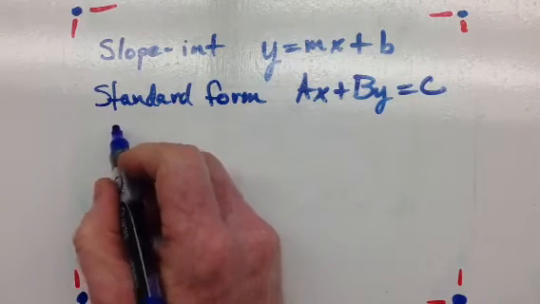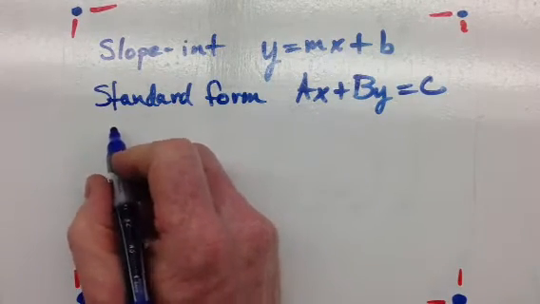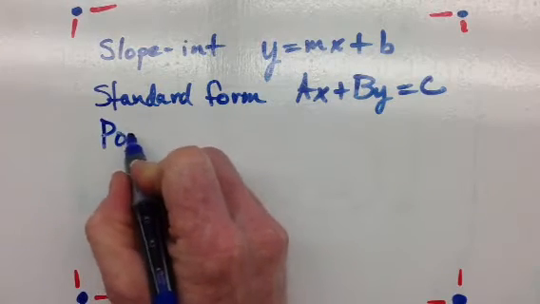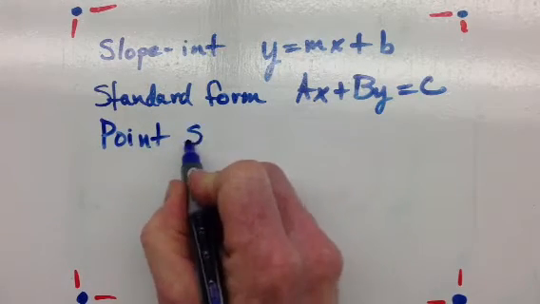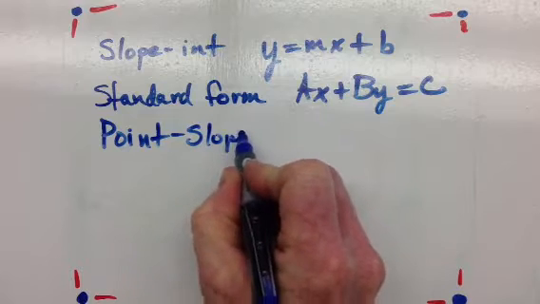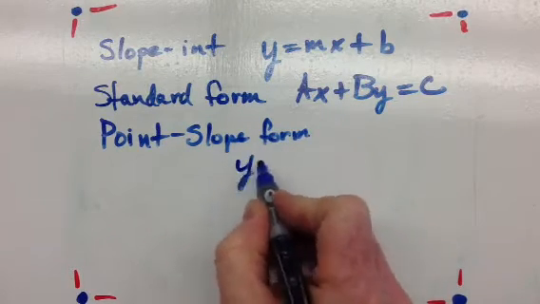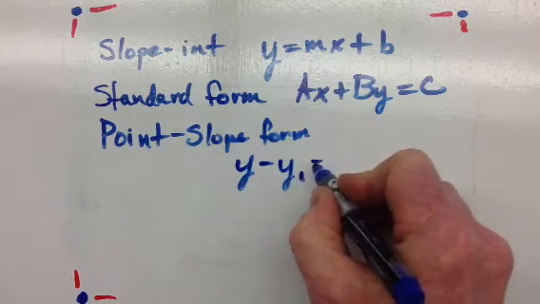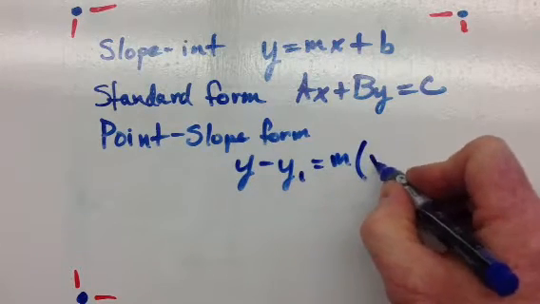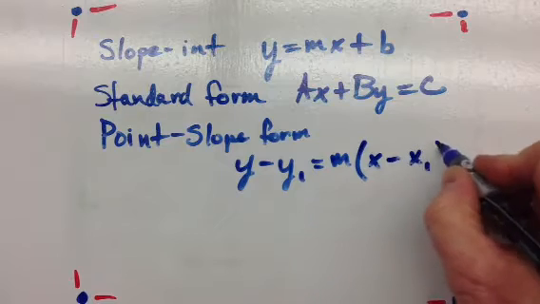And then the third form, which we use very commonly when we have a point and a slope, is called the point-slope method. Point and slope form. And that one is typically written y minus y1 equals m, your slope, times x minus x1.